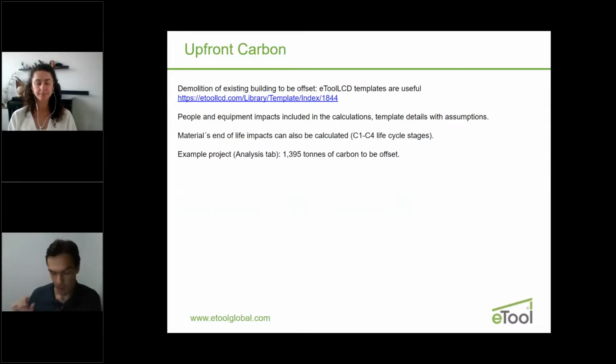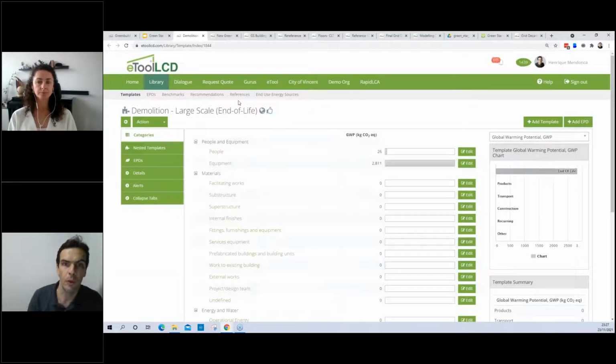Okay, and also, if you are developing a new site with an existing building, there are certain rules regarding the age of that pre-existing building, but you have to offset the demolition impacts. And I have saved here templates. We have pre-configured templates to help users quantify those impacts. Sometimes you have to do a little bit of modeling to understand the original, the existing building elements, the materials.